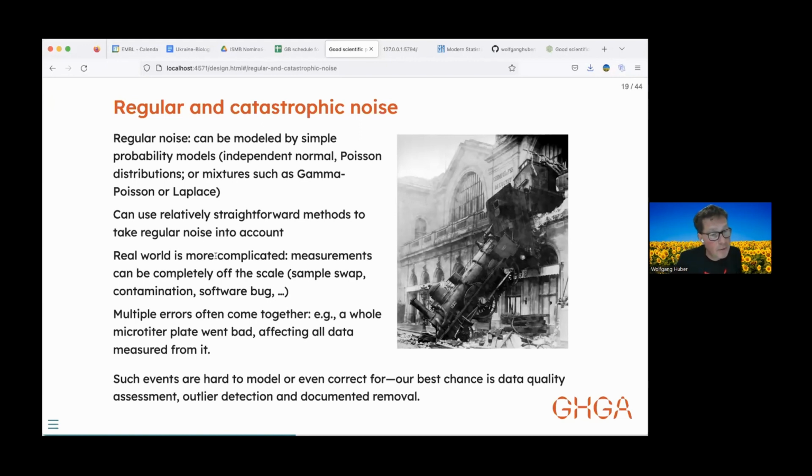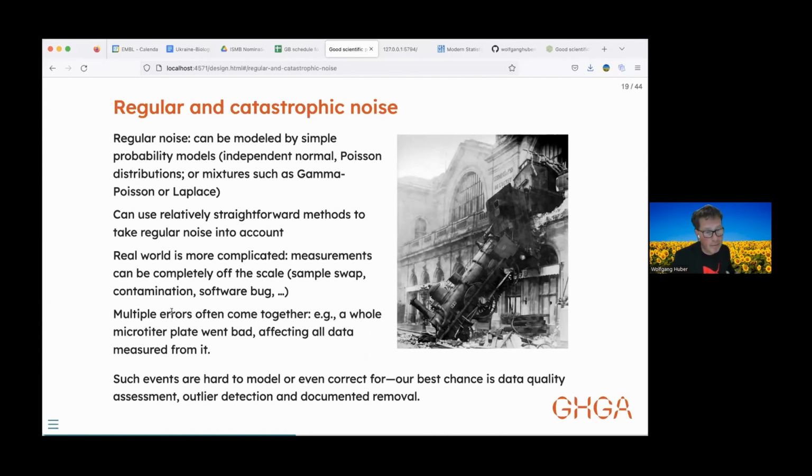But the real world is also more complicated. Sometimes we have catastrophic events. Measurements can be completely off the scale. Maybe there was a sample swap. Maybe the sample was contaminated. There was a software bug, and all the values have been inverted or something. In those cases, no simple error model and no normalization will help. And it's then really important that error models and normalization methods realize their boundaries and reject, rather than deal with, such outlier or catastrophically failed data.